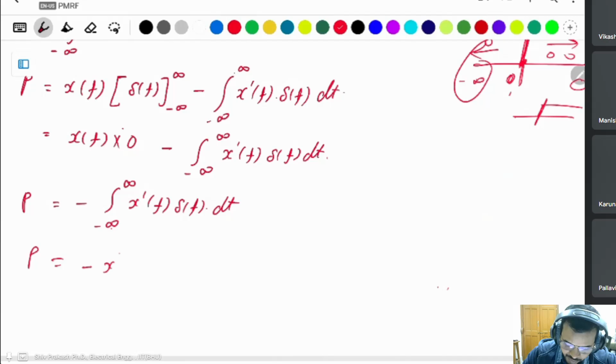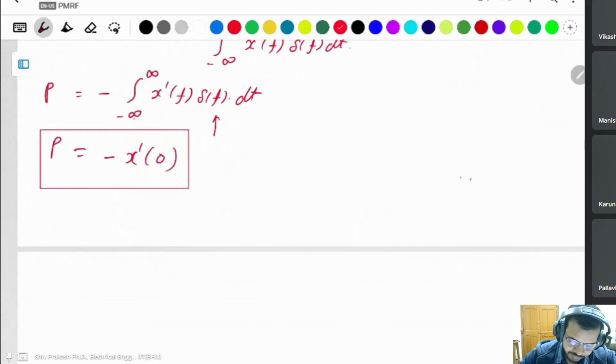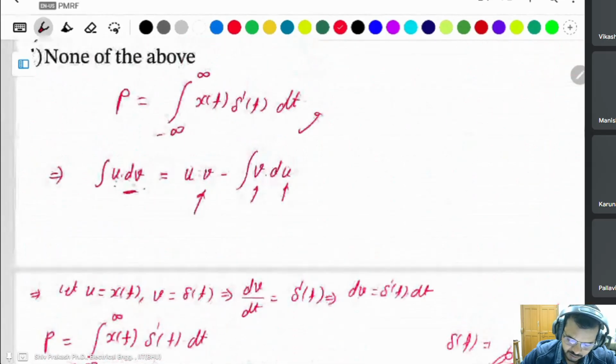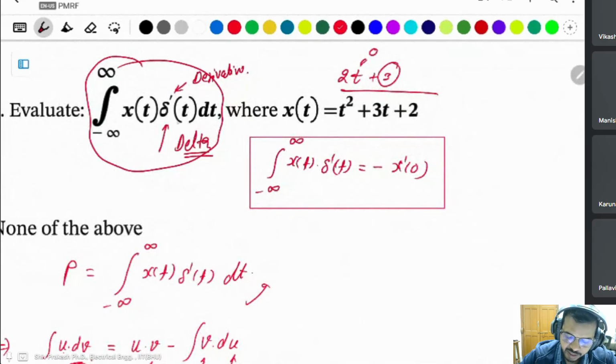The signal is available at t equal to 0 only, and this is the value. No need for integration here. You can say directly the delta function is available only at 0. Then at t equal to 0, we can get the value of this signal. That's why you can say the integral from minus infinity to infinity of x(t) delta'(t) dt is equal to minus the derivative of x at t equal to 0.